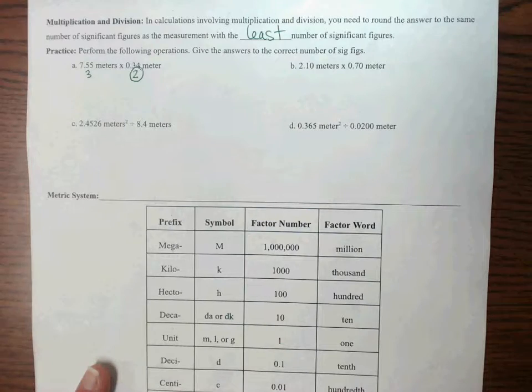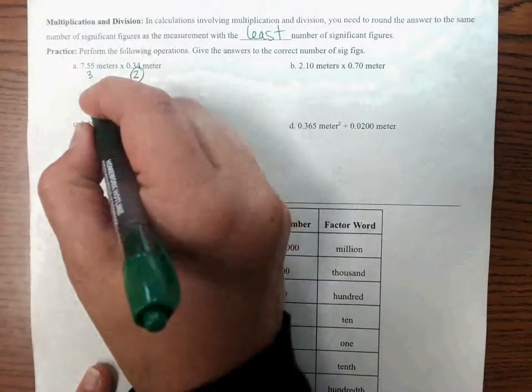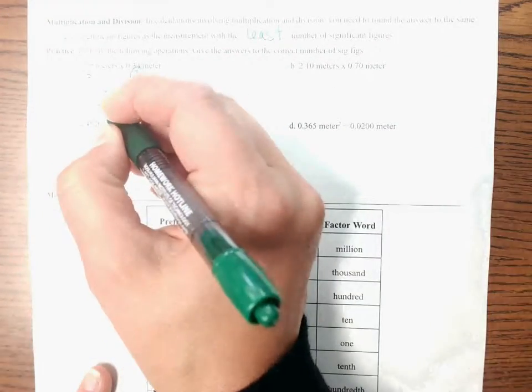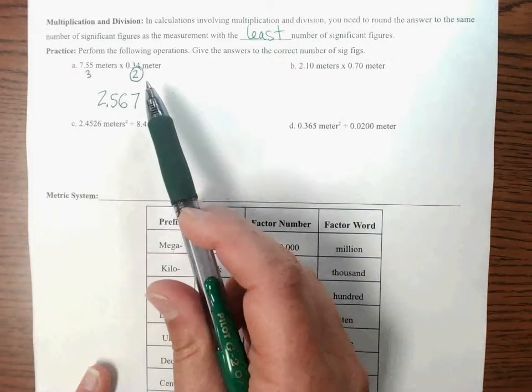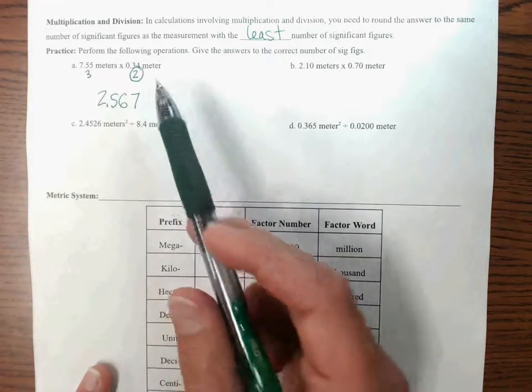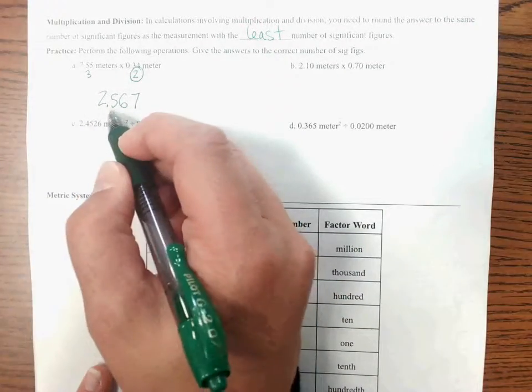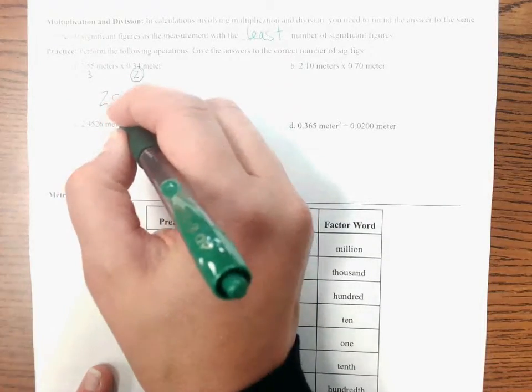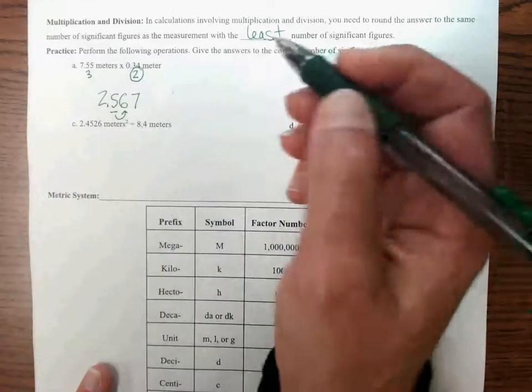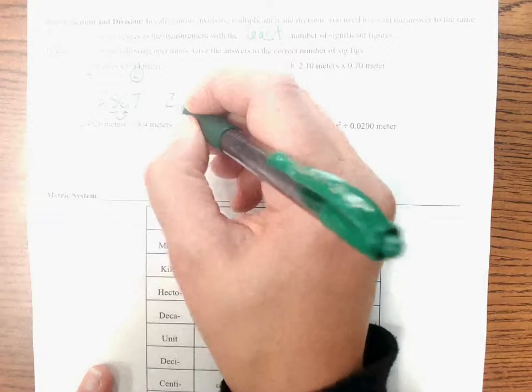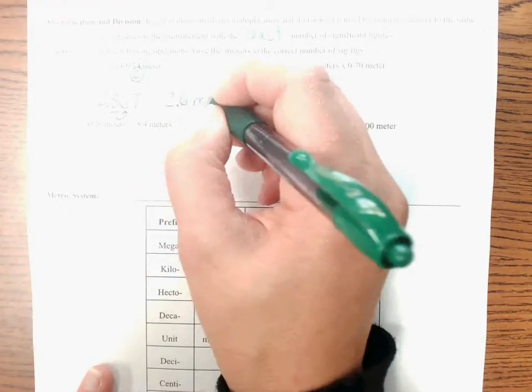So we type in 7.55 times 0.34. I get 2.567. Now we round to 2 sig figs, so use our rounding rules. Count the 2nd significant digit. Look to the right, it needs to go up. So 2.6. Meters times meters is meters squared.